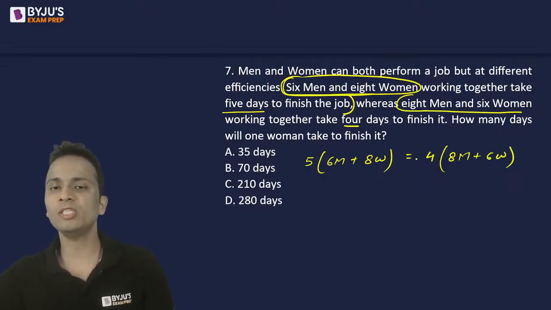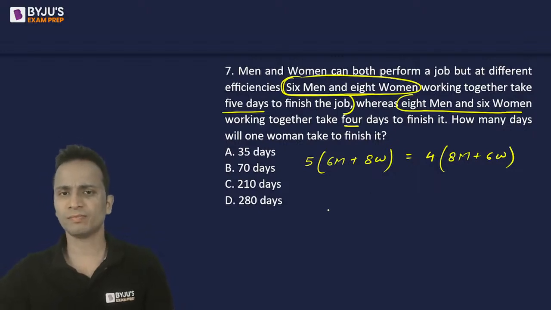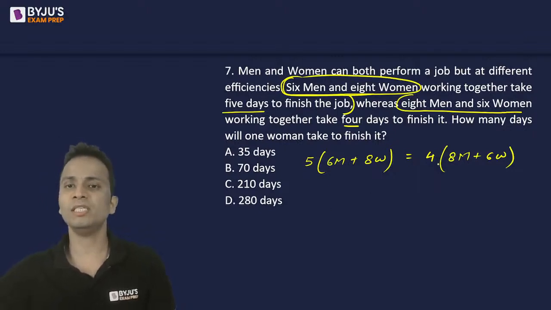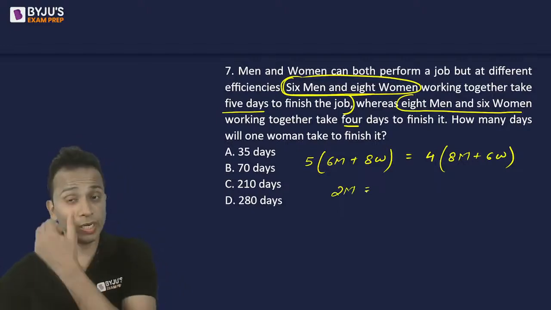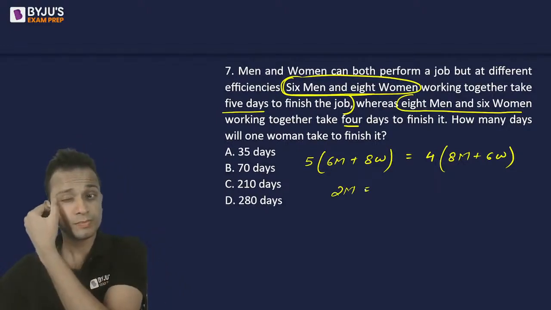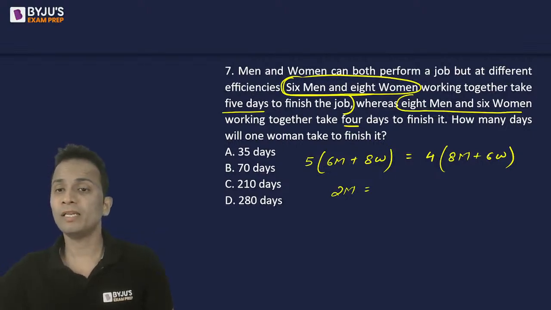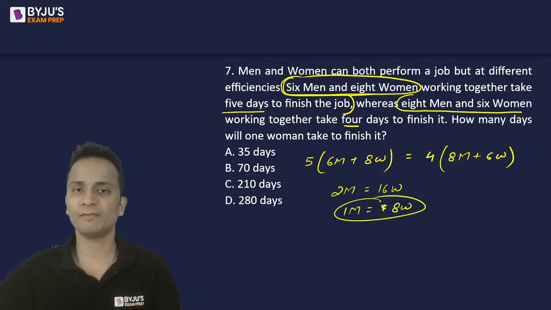So that means both these workforces are equivalent. So 30 and 32. 2 men will be equivalent to 40 minus 24, 16 women. So one man will be equivalent to 8 women. Okay. This is what I have.